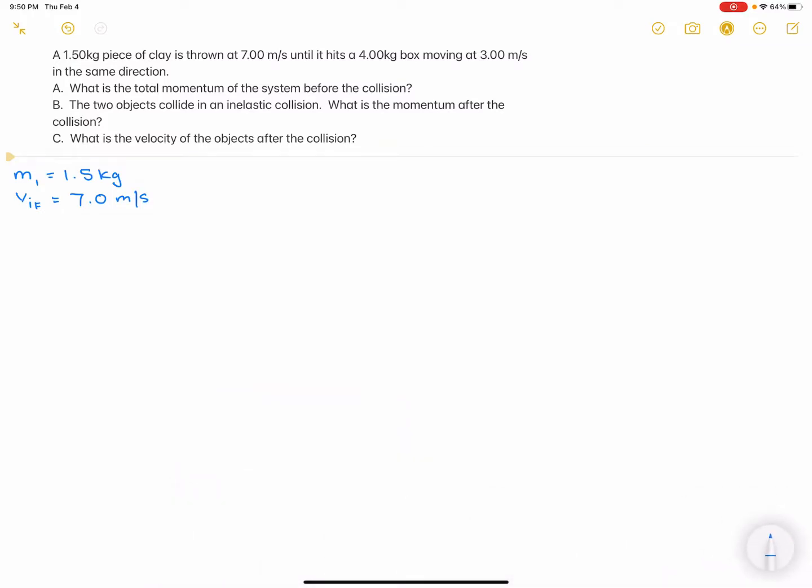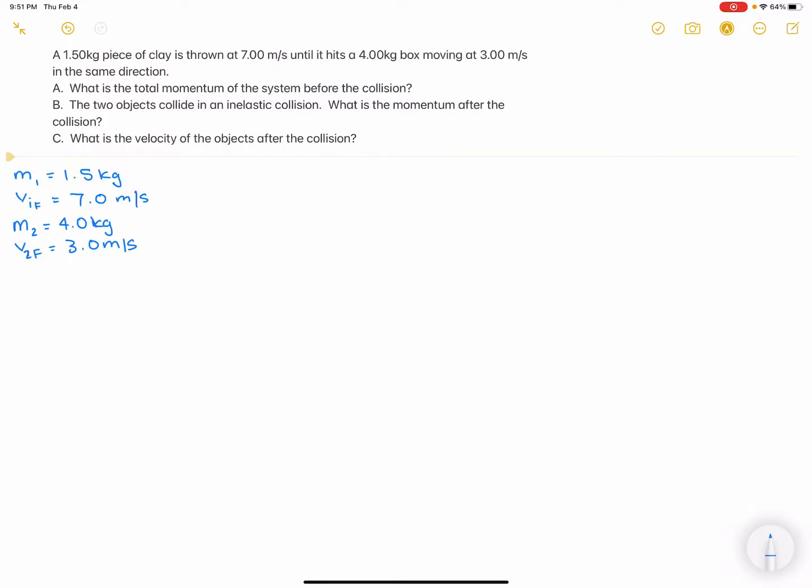And then, let me move this over. We have a second mass, and that's going to be a 4 kilogram box. And that 4 kilogram box's initial velocity is 3 meters per second. And they're moving in the same direction, so you don't have to worry about making one a negative and one a positive or anything like that.